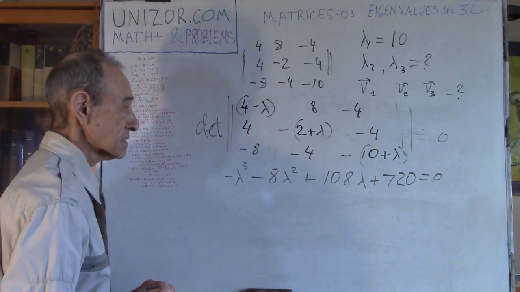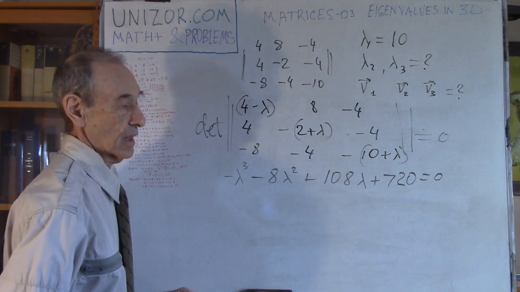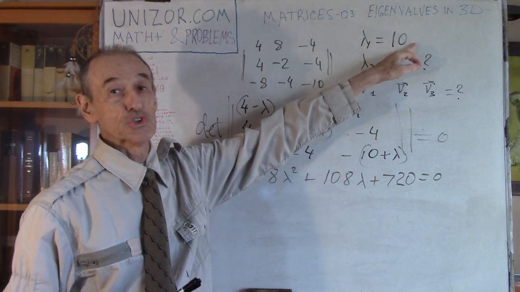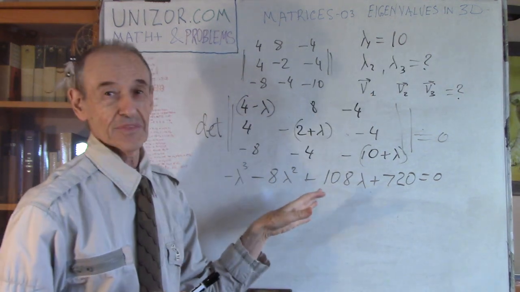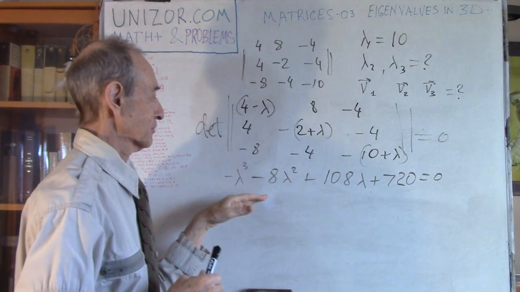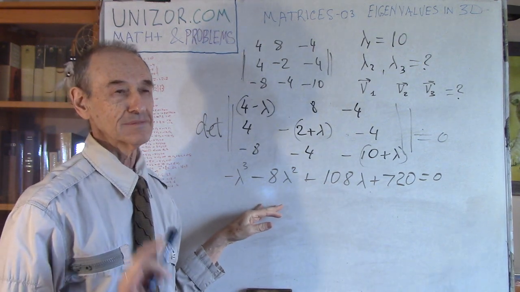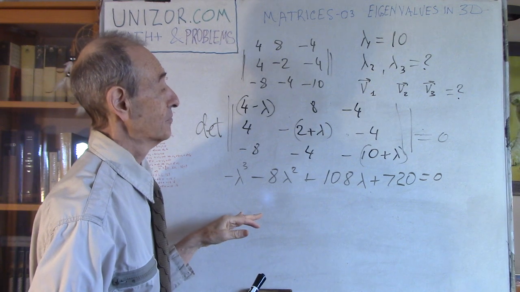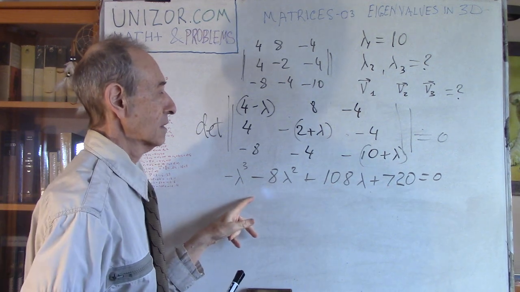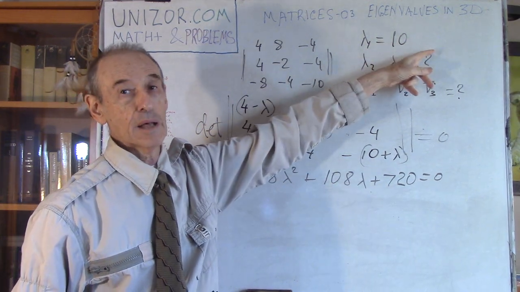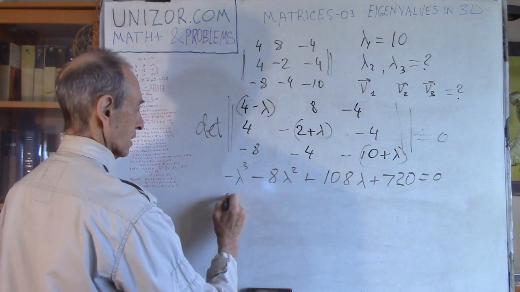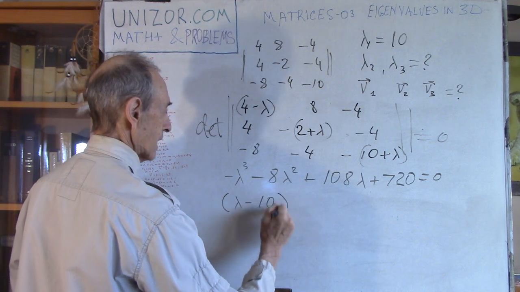As you see, this is an equation of the third degree. Now, why did I give you one solution already? Just to ease the problem. Because if I didn't, you would have to solve the equation of the third degree, which is not nice, quite frankly. But if I give you one solution, then you know that this polynomial is supposed to be divisible by lambda minus 10. So this left part can be represented with lambda minus 10.